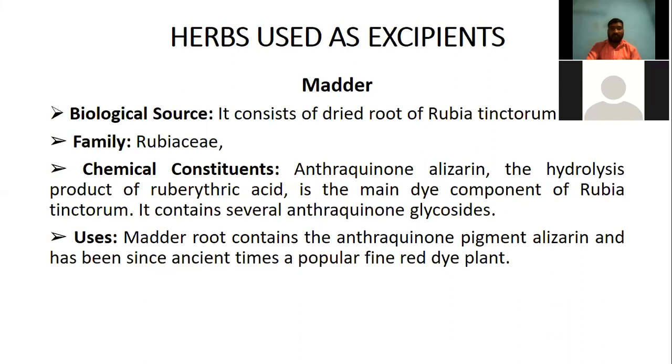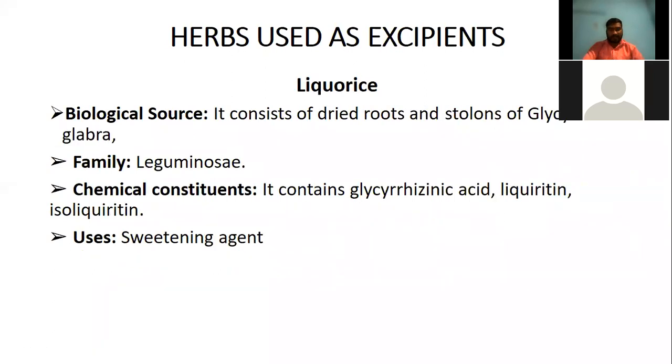They have been using it since ancient times, as it is popular for a fine red dye. This is the main important use of the madder plant, which we use as a fine red dye. So this is another example of a colorant, and then we will discuss the other examples. The first category is over; we have taken 3 examples for the coloring agent.